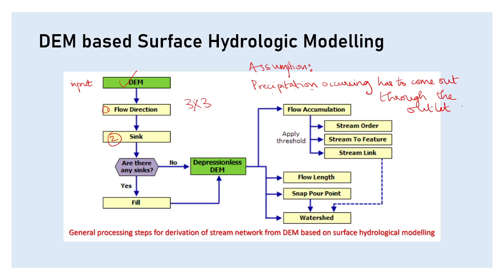Once we have a depressionless DEM, then we go for determining flow accumulation, flow length, and so on. We are going to discuss all these things, but just for your understanding, we start with a DEM input, then we determine the flow direction, then we determine what all sinks are there in order to account for the assumption that we made. If there are sinks, we'll fill them. If not, we directly go to the DEM. Okay.